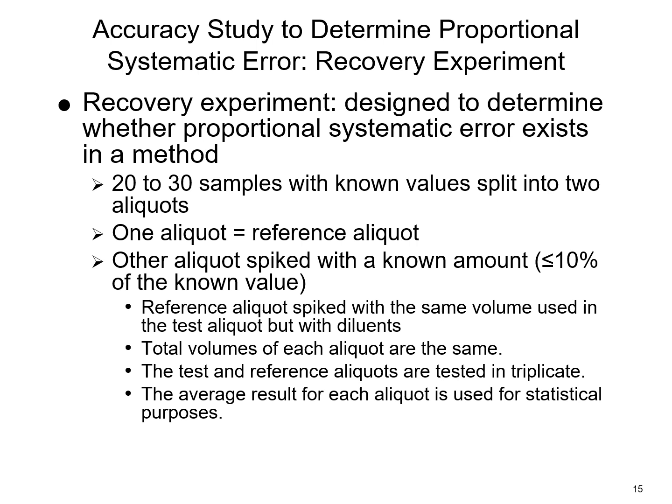And this is designed to determine whether or not proportional systematic errors exist in any sort of method. So you'll evaluate 20 to 30 samples that you're going to aliquot out into 2 samples. One of them is your reference aliquot. The other one, you might spike it with something to see how it interferes. Then you're going to test it and see if the results are consistent, is anything going to interfere with it.